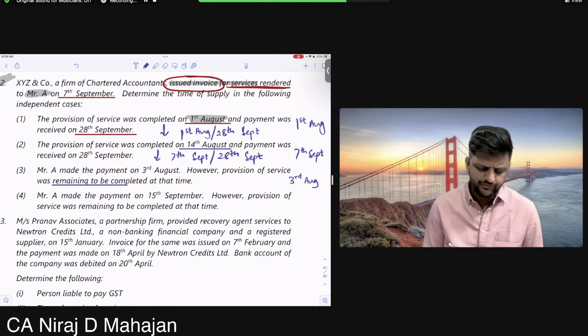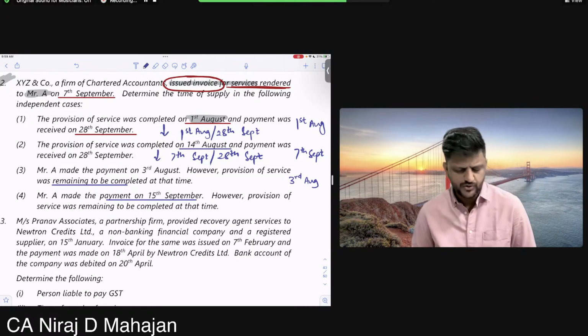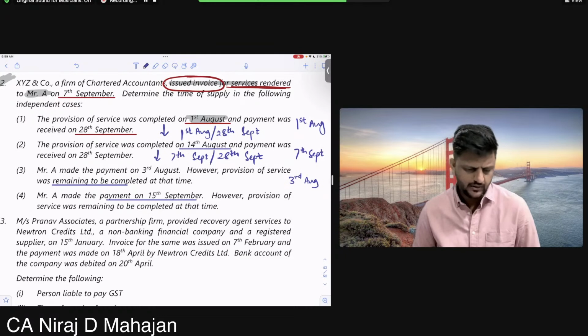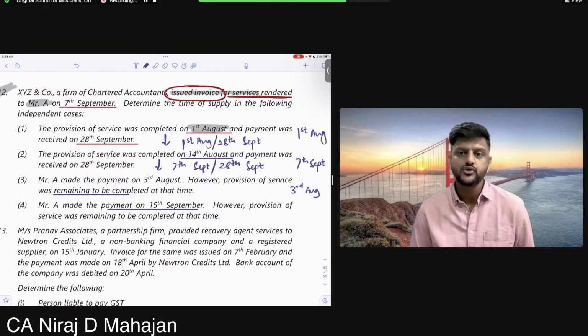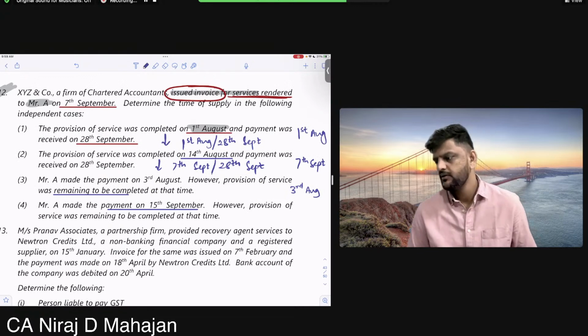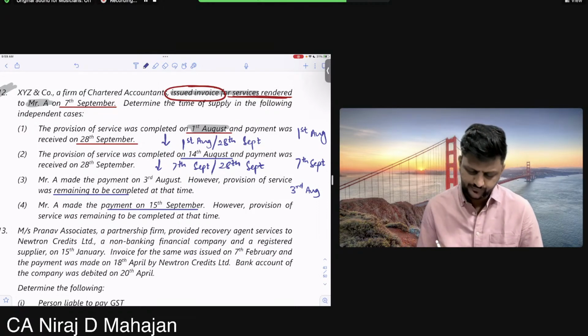Mr. A made payment on 15th September. However, provision of service was remaining to be completed at that time. So again, children, in that case, can you issue an invoice on or before? Yes. So if it is again before, it is within the due date. So again, if it is within the due date, then invoice date or payment date, whichever is earlier. So, children, 7th September.